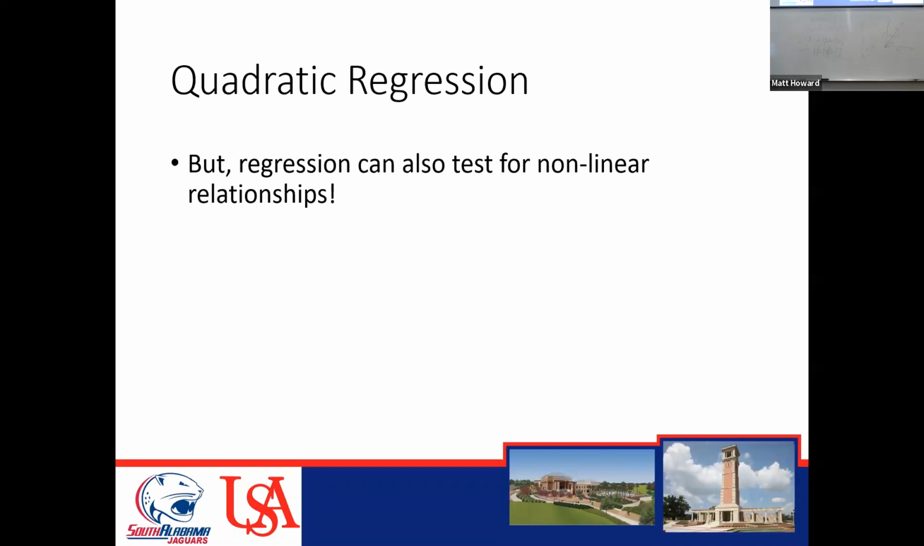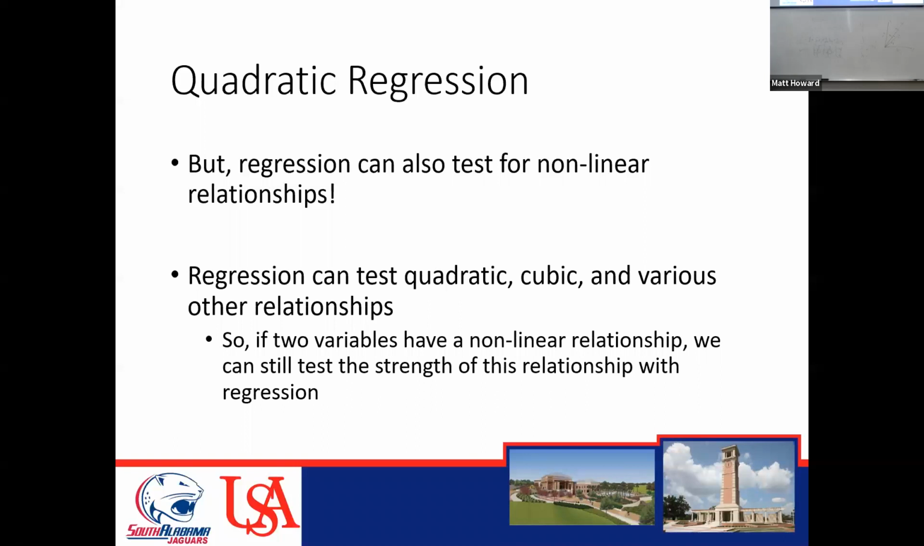However, regression can also test for nonlinear relationships. And we see these all the time in business and in research. So regression is an extremely powerful tool because it not only can look at linear relationships, but it can look at any type of relationship between an x and a y variable, or an x1 and x2 and x3 and a y variable.